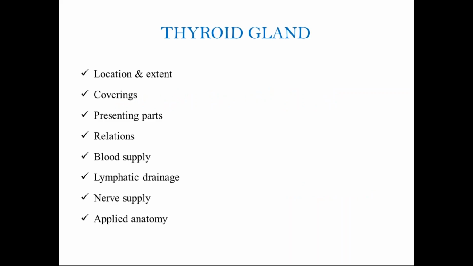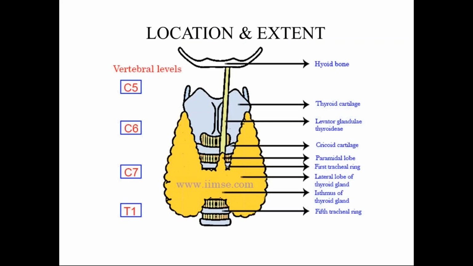Now, thyroid gland will be dealt under the following subheadings: location and extent, coverings, presenting parts, relations, blood supply, lymphatic drainage, nerve supply, and applied anatomy. So the first subheading which we'll be talking about today is location and extent.